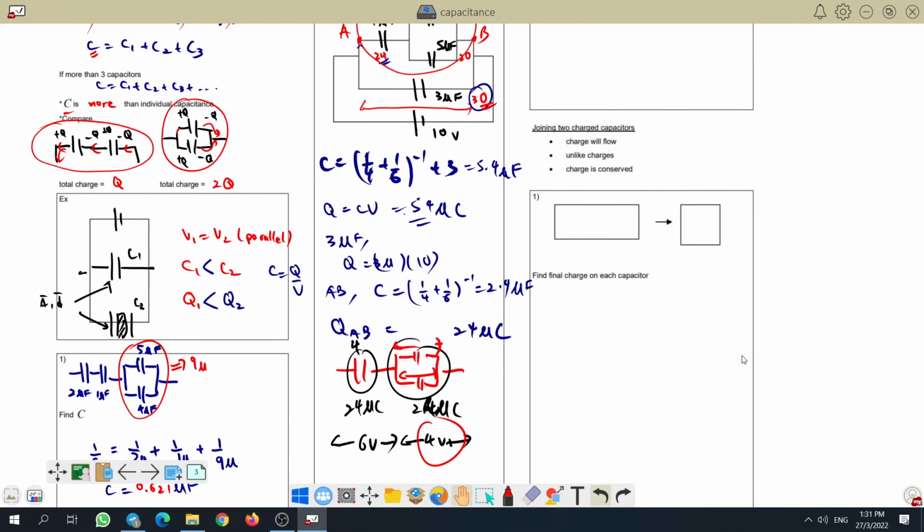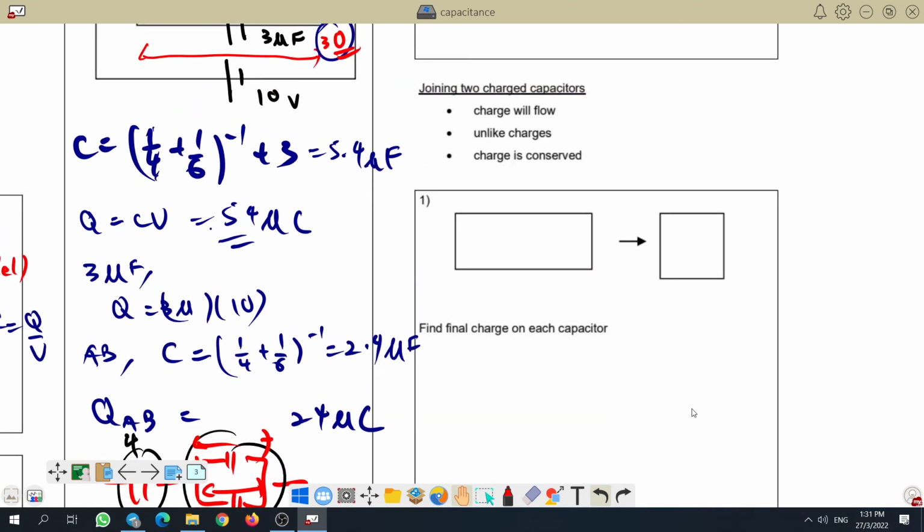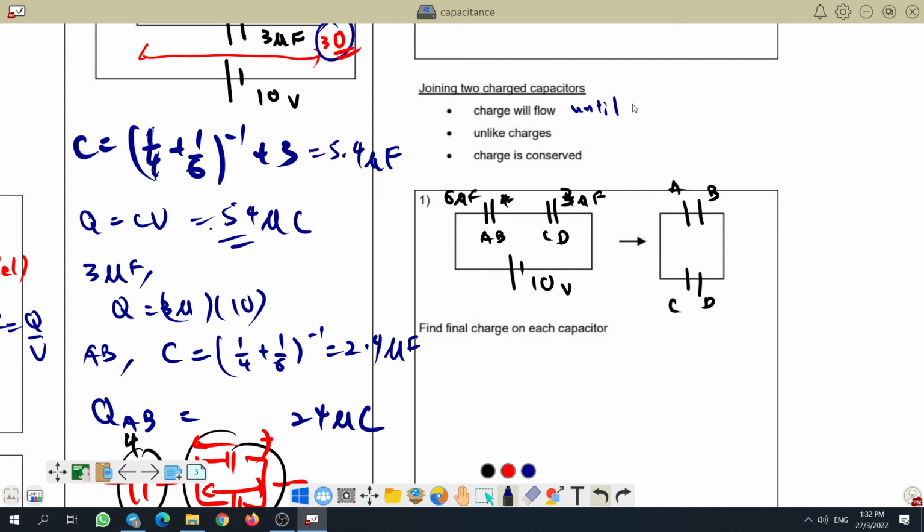Okay, kemudian it also depends kamu bila ada kapasitor, sudah ada charge, kemudian kamu join dia punya charge. So for example, kita chargekan dia dulu kepada 10 volt, tetapi in series 6 microfarad, 4 microfarad. Lepas tu kamu sambungkan dia AB, 3, sorry, 3, sambungkan begini. So AB ada charge, CD ada charge kan? Lepas tu kamu sambung begini. So charge will flow out until equal. Apa ikut? Equal. Q, C, Q. V, V. V is the same.